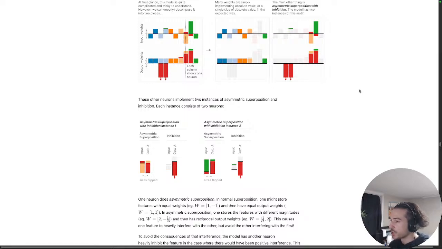Asymmetric superposition with inhibition, instance 2. Asymmetric superposition, with input and output sizes flipped, and the inhibition input and output, where one is greater than the other. One neuron does asymmetric superposition.